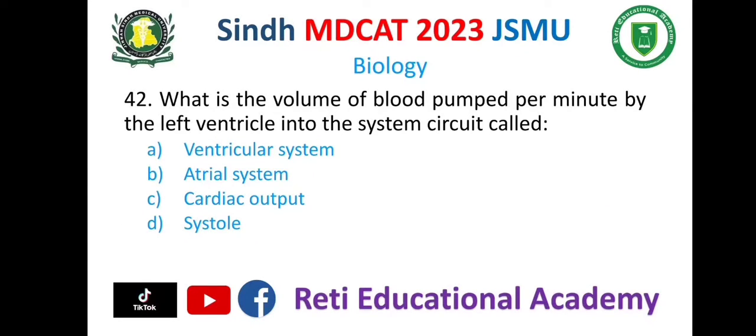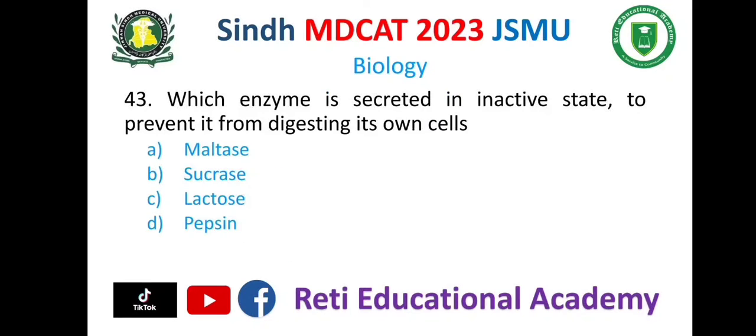What is the volume of blood pumped per minute by the left ventricle into the system circuit called? A. Ventricular system, B. Atrial system, C. Cardiac output, D. Systole. And the correct option is C. Cardiac output. Question number 43.